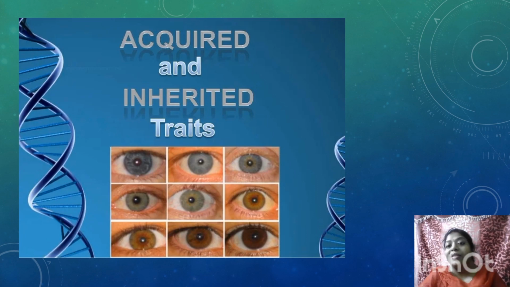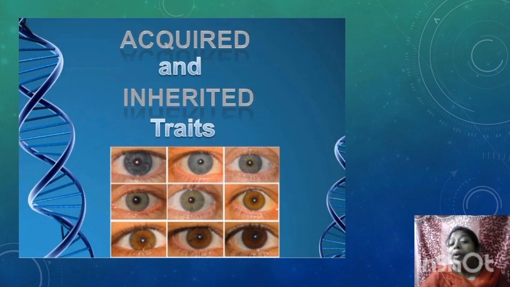Now let's see what an inherited trait is. As I already told you, inherited traits are traits received from birth itself. That is, right from the time the baby is born, it acquires some traits. That trait is called an inherited trait. These traits are present in a person from the time of birth, and they will pass on from one generation to another. So an acquired trait is also one of the characters which is developed in a particular individual.